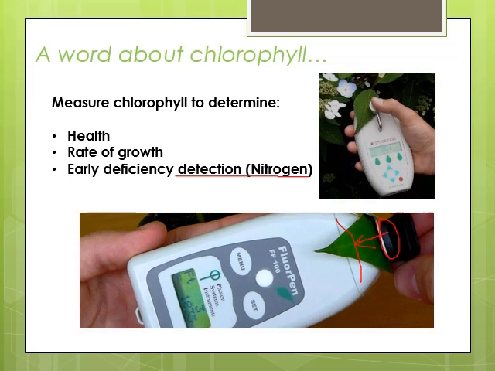You don't want to wait till you have yellowing leaves. You want to keep on top of it. And if you're trying to run a nutrient use efficient program where you're not overdosing nitrogen, this is the tool that's going to let you do that. Something to keep in mind.